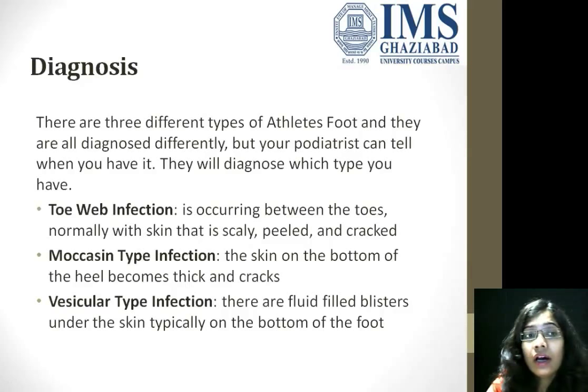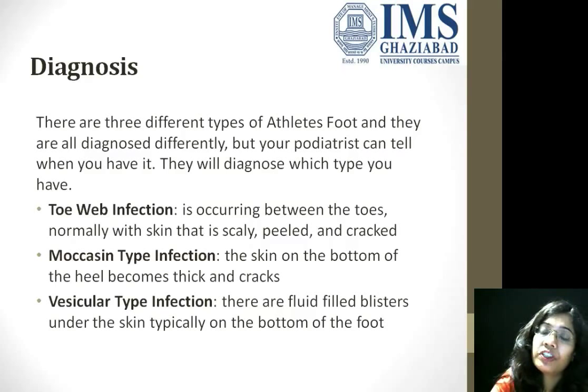Diagnosis. There are three different types of athlete's foot which can be diagnosed on the basis of their symptoms, how they appear on your body. The first is toe web infection. It is present between the toes, normally with skin that is scaly, peeling, and cracked. Next comes the Caucasian type infection. The skin on the bottom of the heel becomes thick and cracks. Then the vesicular type, where vesicle formation occurs. There are fluid-filled blisters under the skin, typically on the bottom of the foot.